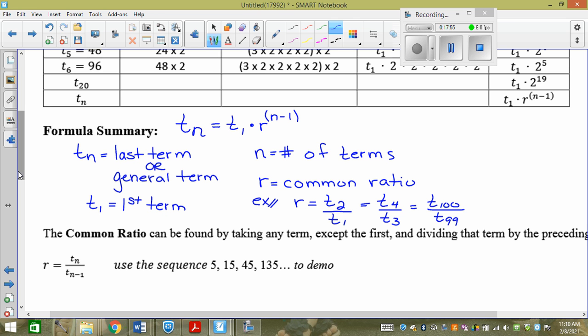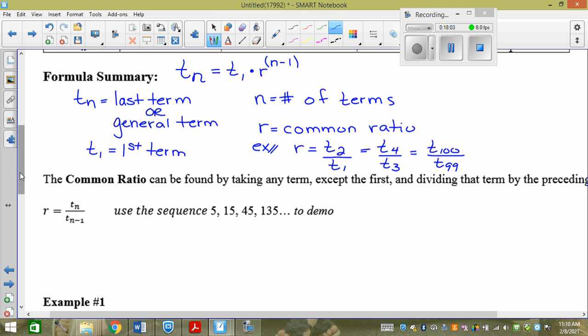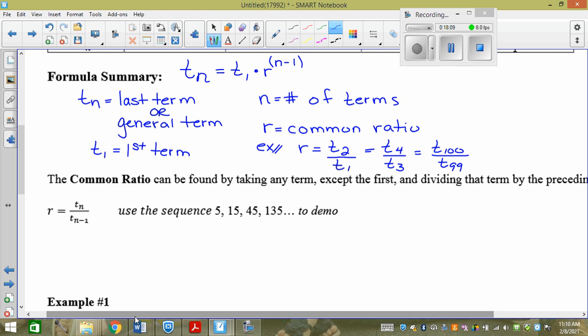Still stuck on arithmetic. I'm trying to subtract. All right. So here it gives you the common ratio can be found by taking any term except the first and dividing that term by the preceding term. Now you can use the first term, but you have to use it with the second. It's just saying you can't do the first term divided by no term. There's no term to divide it by, right? So you have to start with term 2 at the very least and do the preceding one.